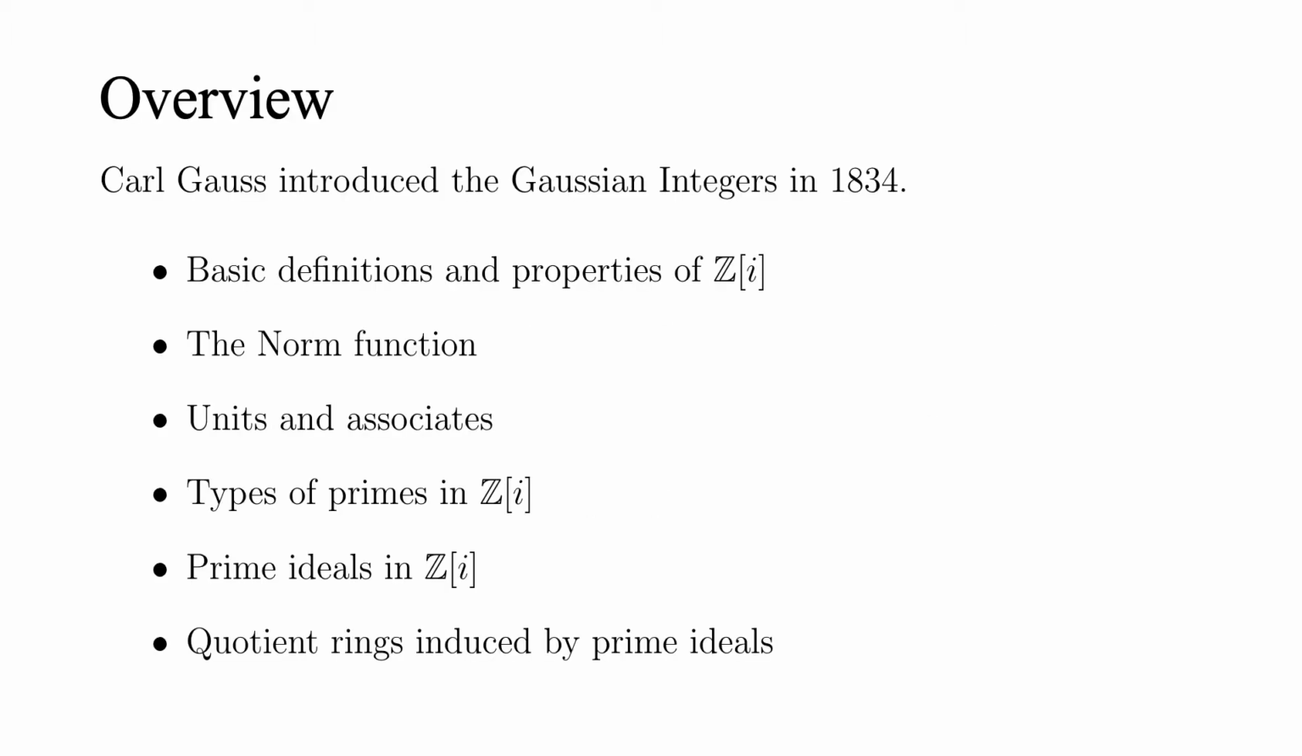The German mathematician Carl Gauss introduced the Gaussian integers in 1834. In this presentation, we're going to quickly look at the basic definitions and structures of the ring, the norm function, identify its units, and define the term associates, and then get into some of the more interesting things, such as the primes, the prime ideals, and the quotient rings induced by these prime ideals.